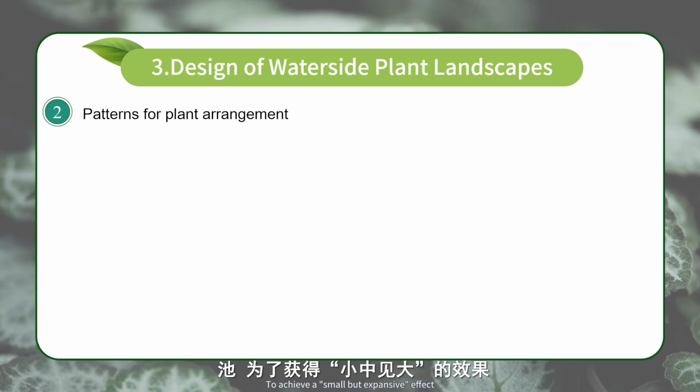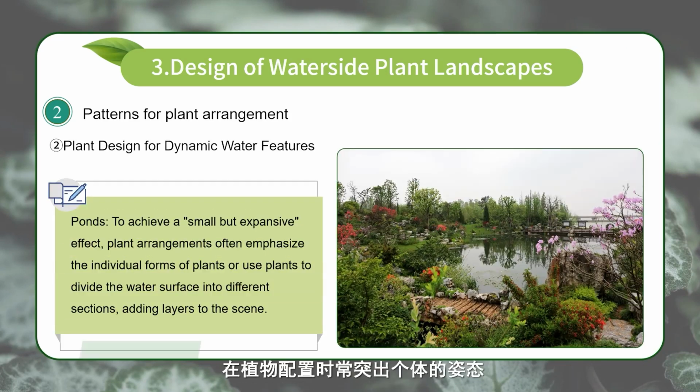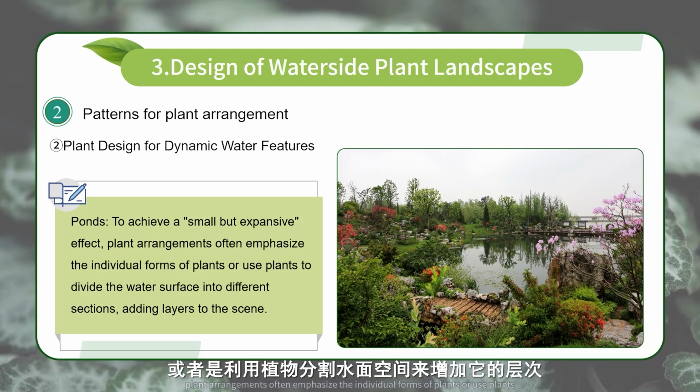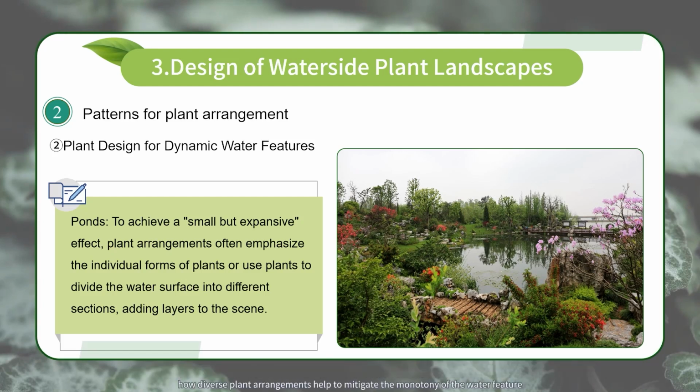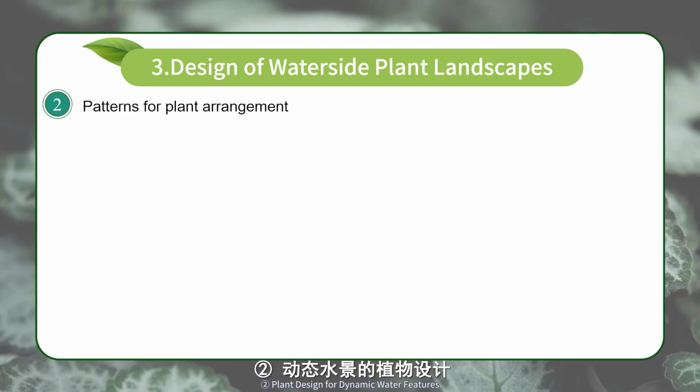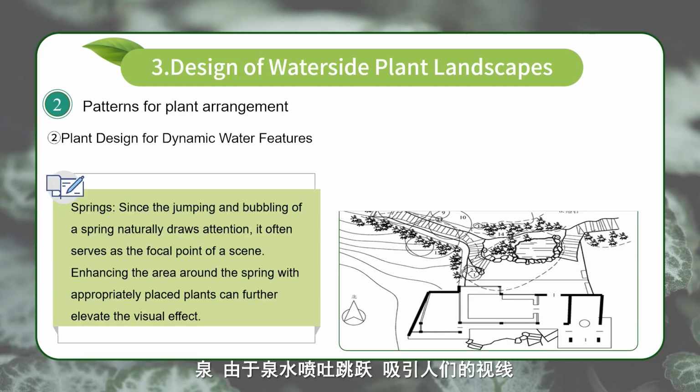Ponds. To achieve a small but expansive effect, plant arrangements often emphasize the individual forms of plants or use plants to divide the water surface into different sections, adding layers to the scene. The image of a natural pond shows how diverse plant arrangements help to mitigate the monotony of the water feature. 2. Plant design for dynamic water features.